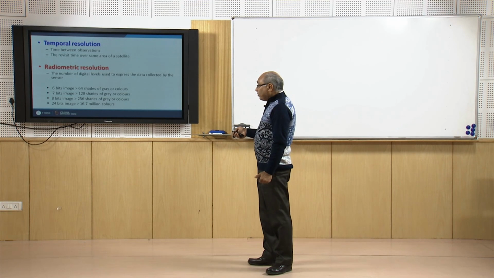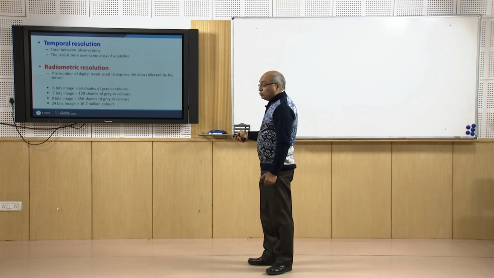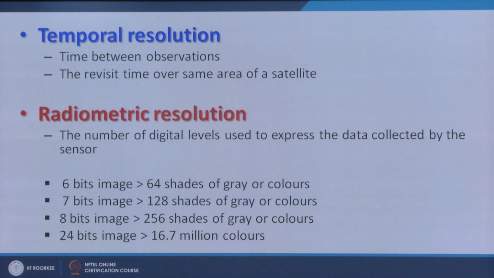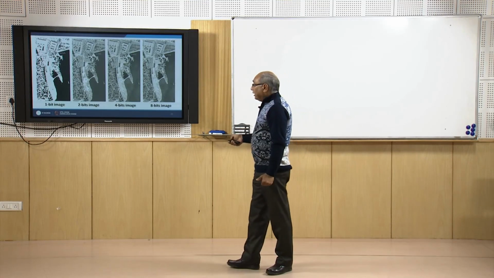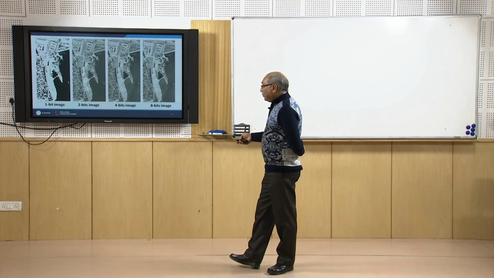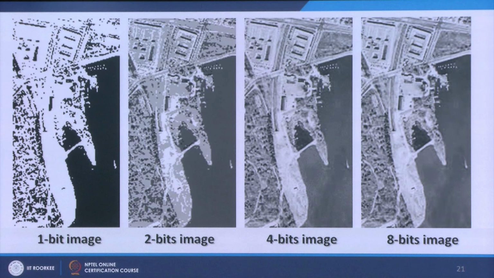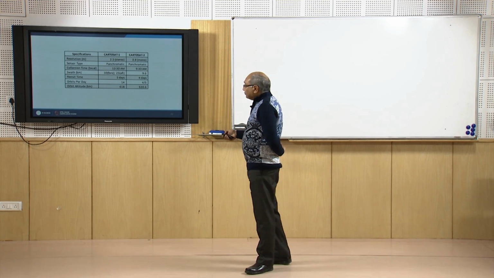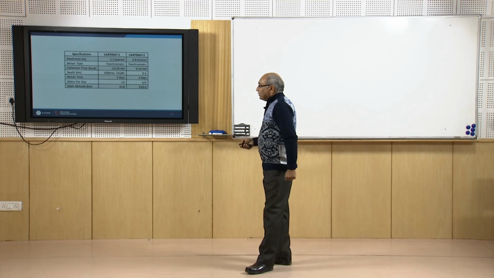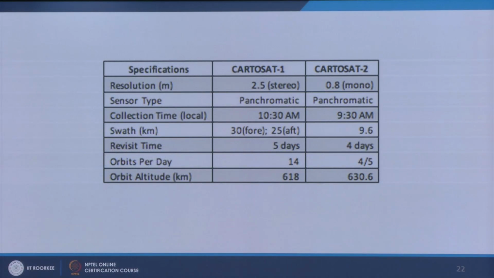As in case of radiometric resolution, the higher you go, more values are available to choose for each pixel. As you can see, 6 bit is 64, 7 bits is 128, 8 bits is 256, a very standard one, and then 24 bits gives 16.7 million colors. Now just a repetition of this image, that 1 bit is a binary image, how it looks there.